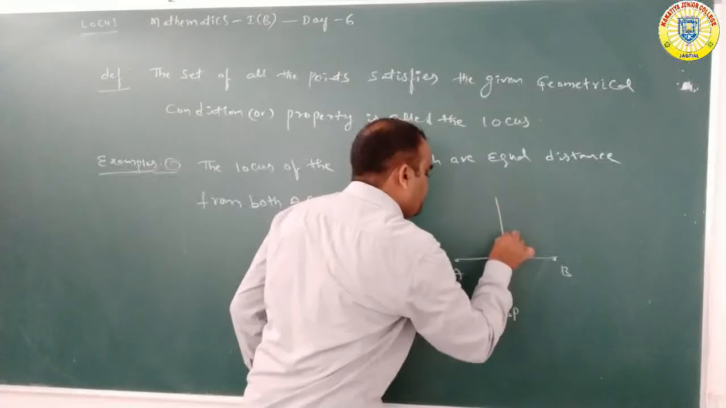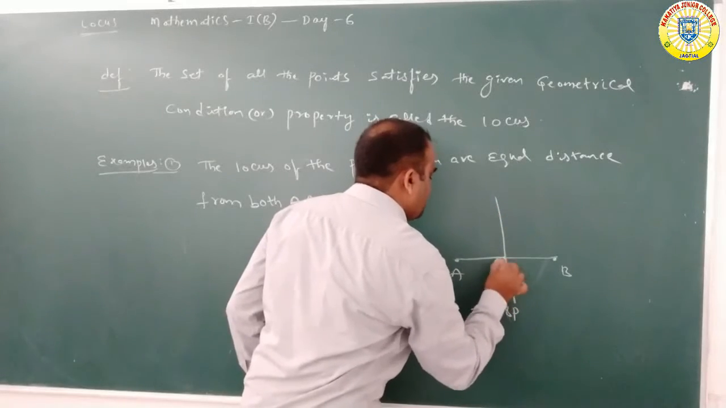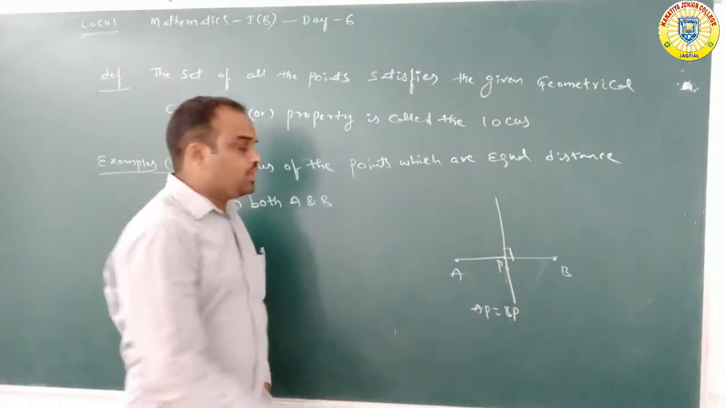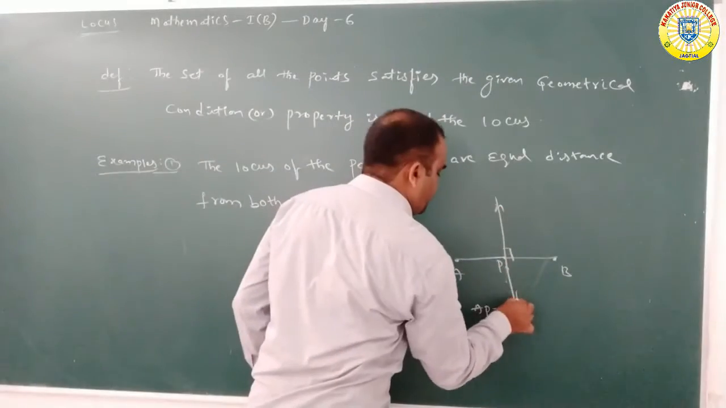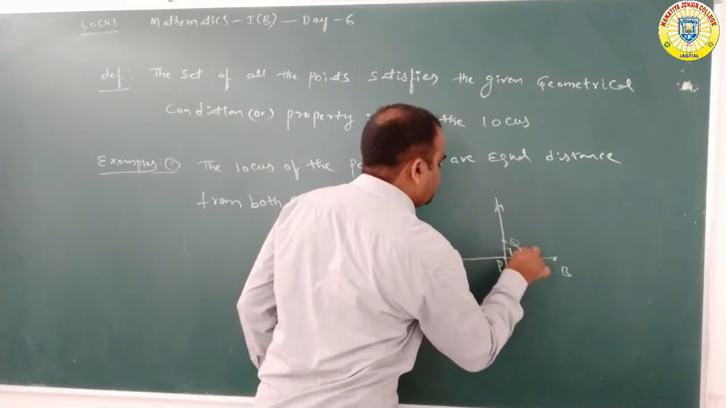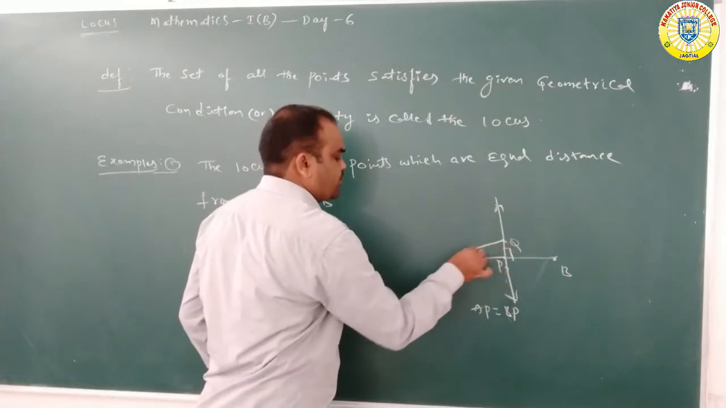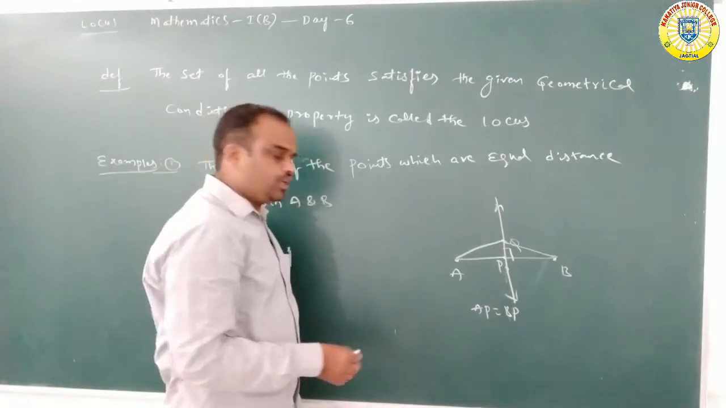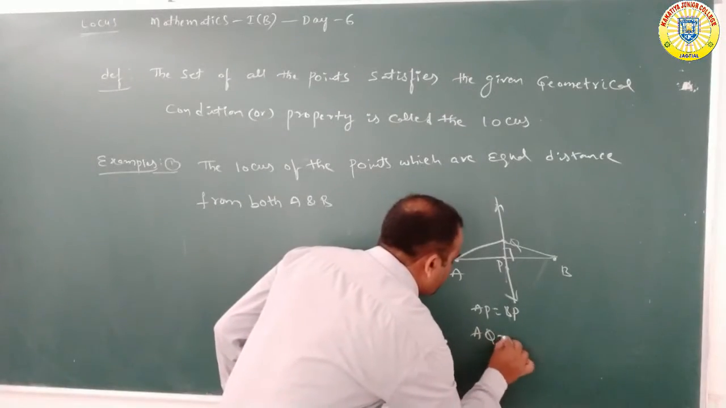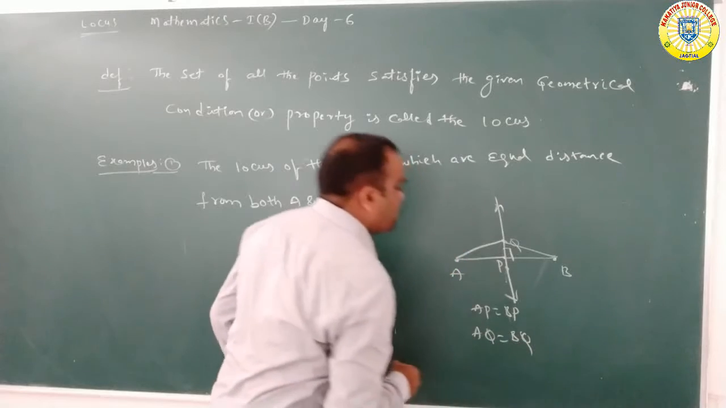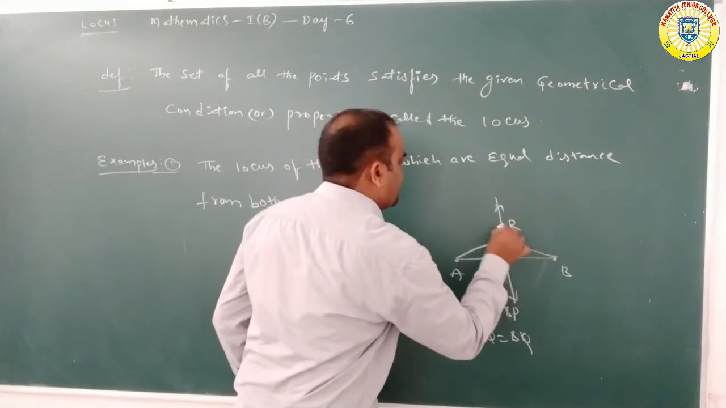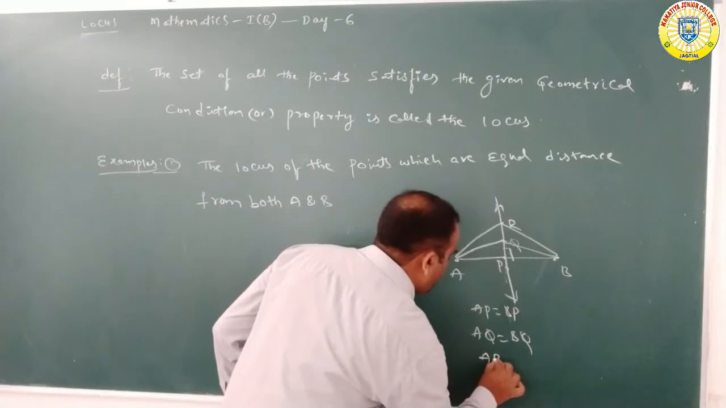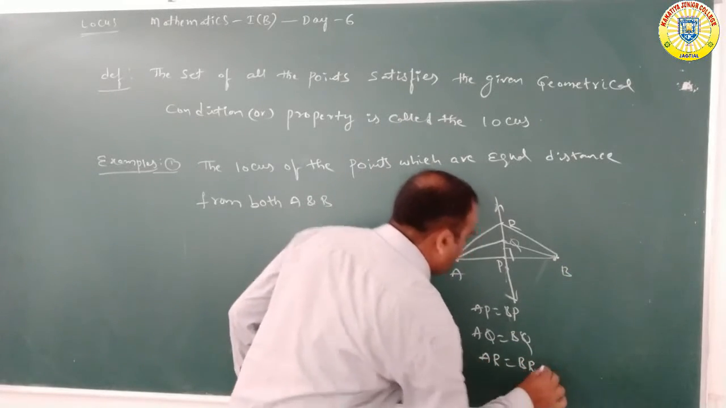At the point P we draw one perpendicular line. On this perpendicular line we take any point Q, which must satisfy the condition AQ equal to BQ. Here we take another point R, so AR is equal to BR.